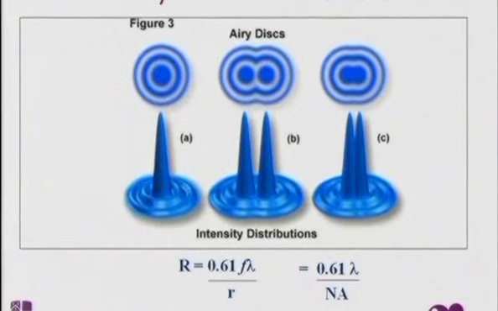So if you remember, this is what we get with a single, nicely focused one. If we've got two close together, the light is beginning to overlap each other. That one we could resolve, that one we can't resolve. And we come up with this formula.